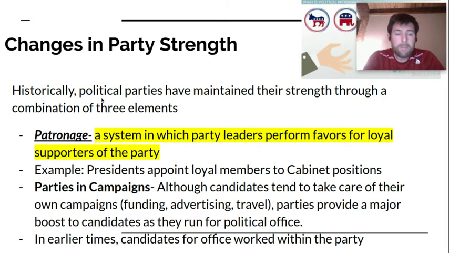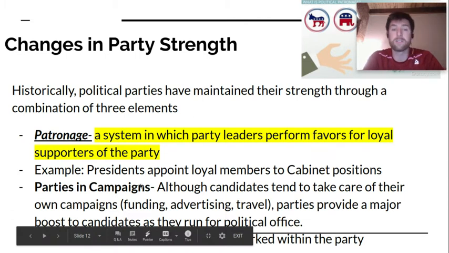Historically, political parties have maintained their strength through a combination of 3 different elements. The first one is a vocab term, and that is patronage. So how does patronage come into play? Patronage is a system in which party leaders perform favors for loyal supporters of the party. So if you support a party, they're going to help you out. That gives you incentive to continue to support them, and then maybe you can gain more supporters for them if they treat you right.